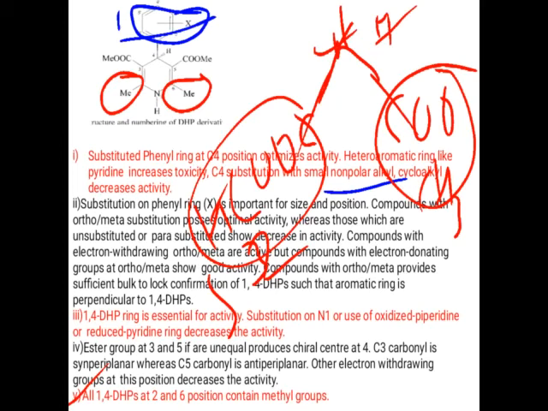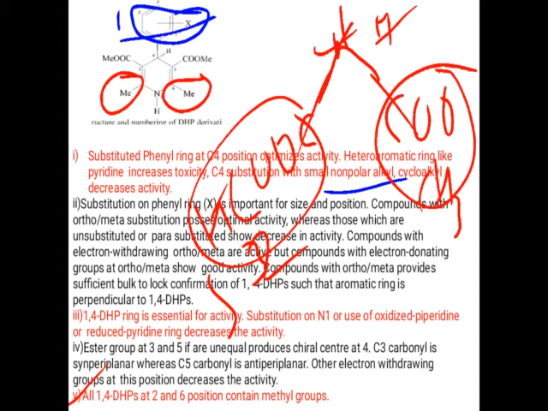First point, the fourth position must have a phenyl ring. In the phenyl ring, there must not be substitution at the para position. Substitution must be at the ortho and meta position. It may be an electron withdrawing or electron donating group, but the group must be such that it should not change the conformation of the 1,4 dihydropyridine. Okay, the conformation is perpendicular to the 1,4 dihydropyridine. The second one, regarding the ring, the 1,4 dihydropyridine ring is a must for the activity.